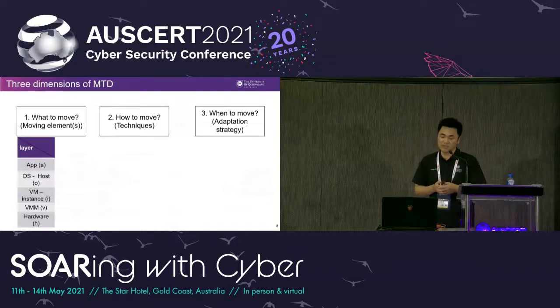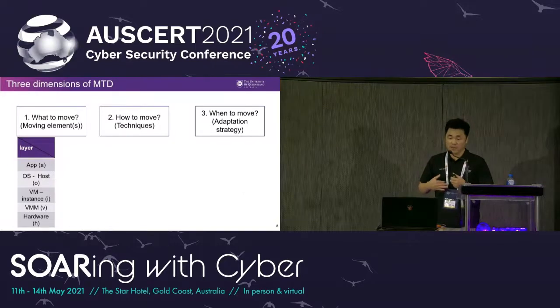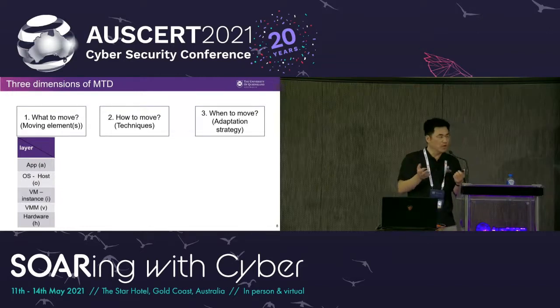So first, the moving elements. I listed the potential layers we can think about, from the hardware, or virtual machine monitor, which is called hypervisor, and virtual machine instance in a cloud or a virtualized system, and operating system, and application, and so on. So this can be applied in many different areas. I will show you what are the moving elements you can think about in a minute.